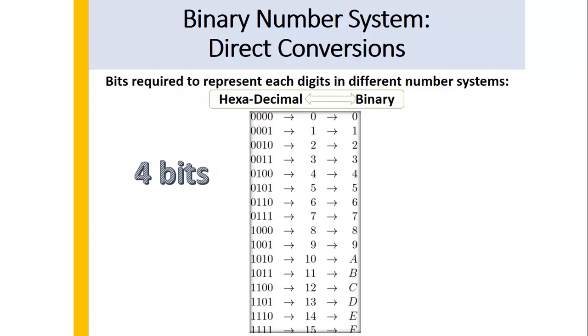Okay, now the bits required to represent each digit in different number systems. In hexadecimal, how many bits do we require to represent a digit?